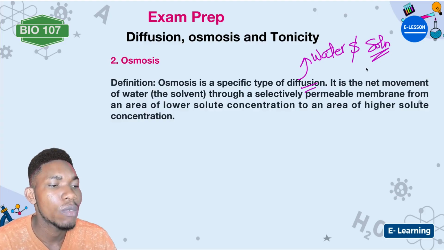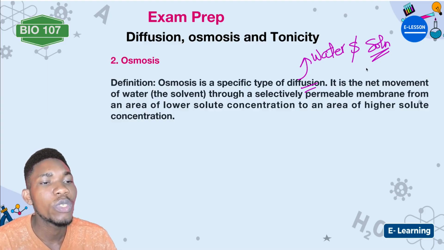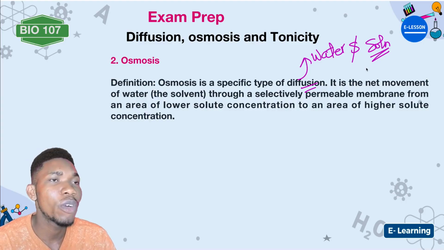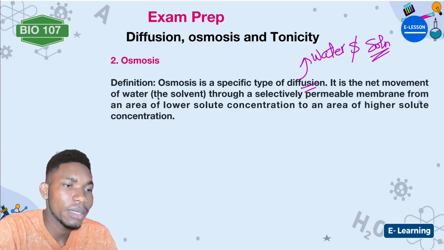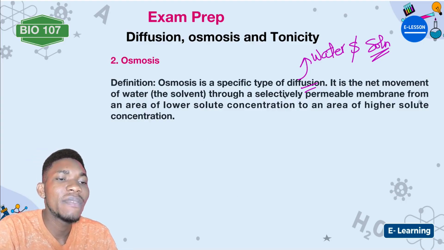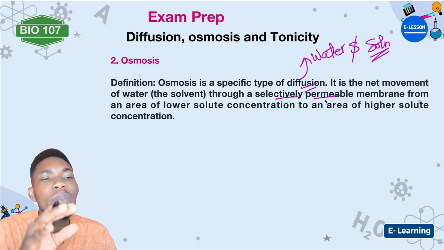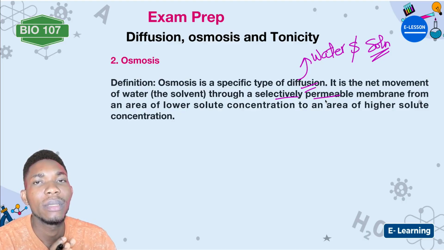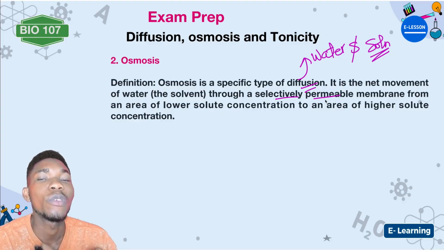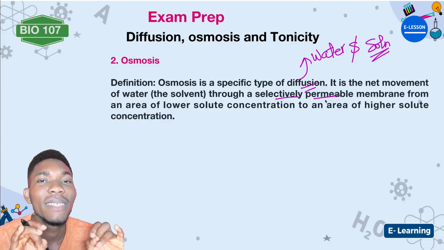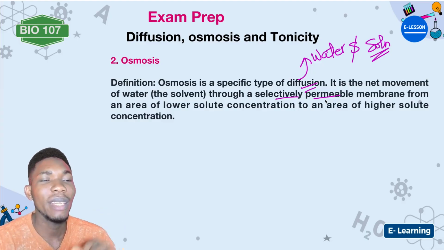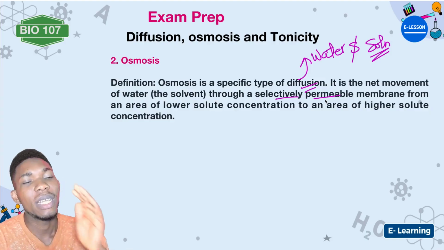So if you are asked, what is osmosis? Osmosis is a special type of diffusion which involves the net movement of water through a selectively permeable membrane. When you say a membrane is selectively permeable, it means that that membrane only allows certain things to pass through, but does not allow everything to pass through. That is when you say something is selectively permeable.